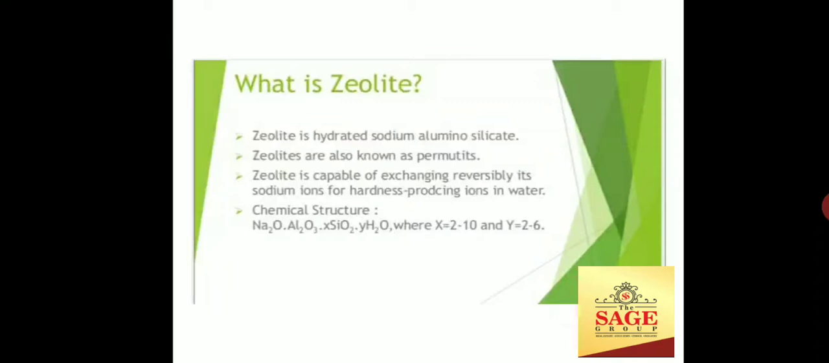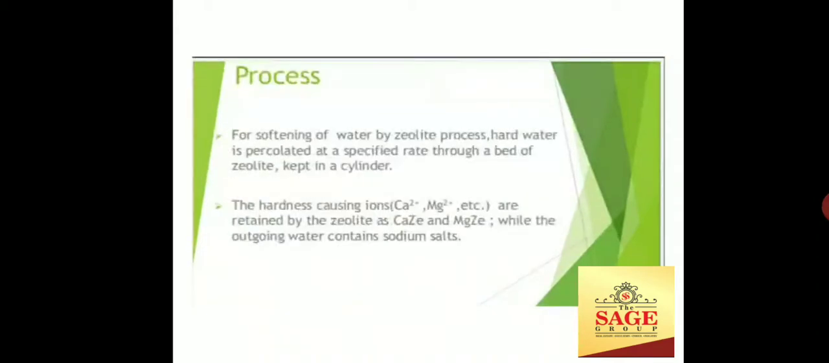So in this way, if this exchange takes place, then our water could be softened, and this is the principle of the zeolite process. Now the chemical structure of zeolite is Na2O, Al2O3, x SiO2, y H2O, where the value of x ranges from 2 to 10 and the value of y ranges from 2 to 6.